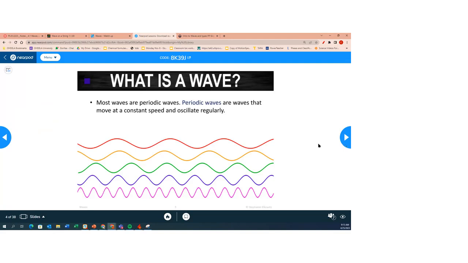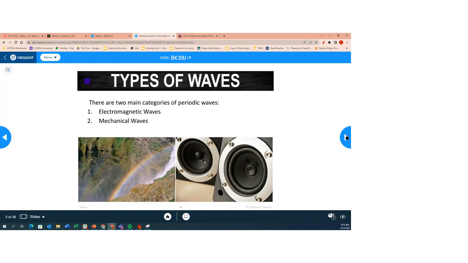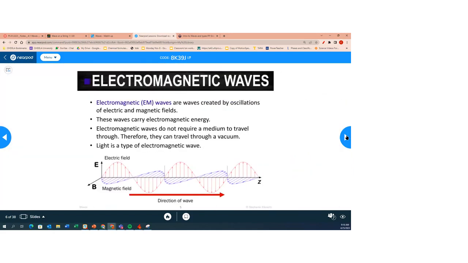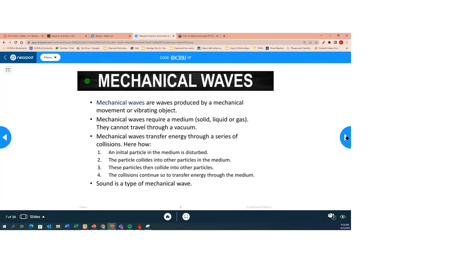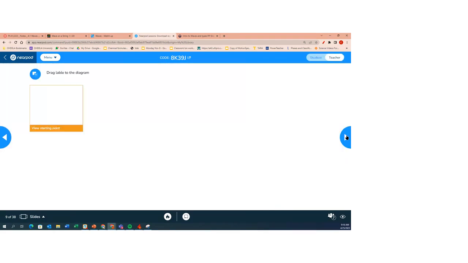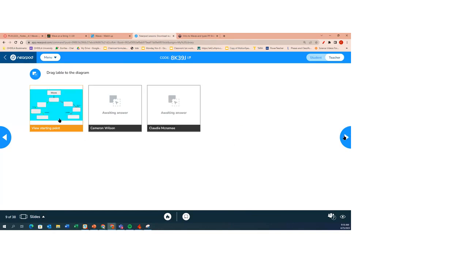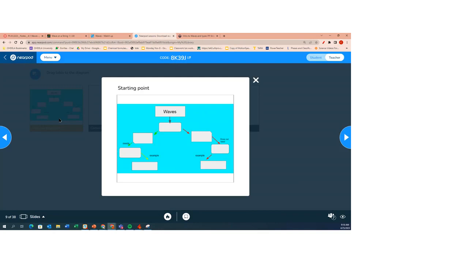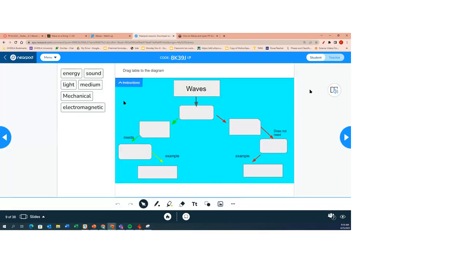So what is a wave? These are representations of waves. And what we're going to do is talk about the parts. So there's an exit quiz on that. Remember, we talked about electromagnetic and mechanical waves. Today, we're going to be talking about mechanical waves. All right. Let's see here. Okay, so we did this yesterday. Let's do it again here. So waves transfer energy.